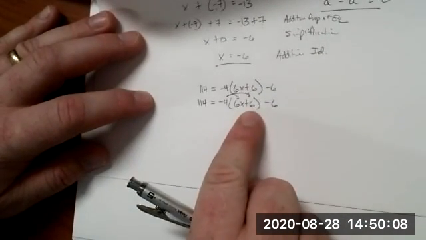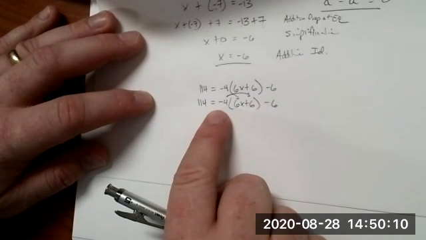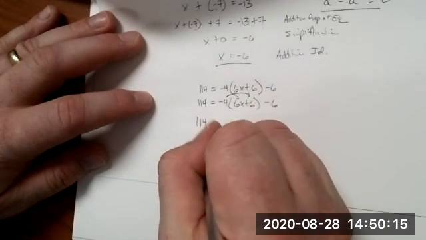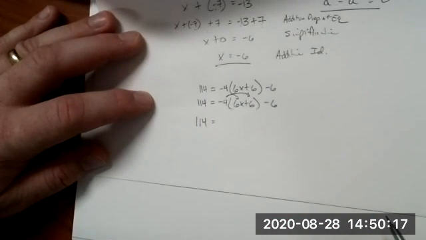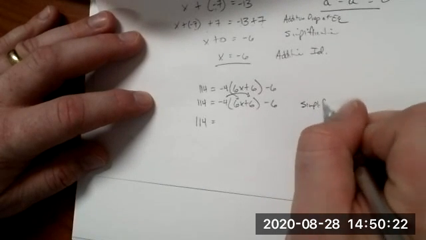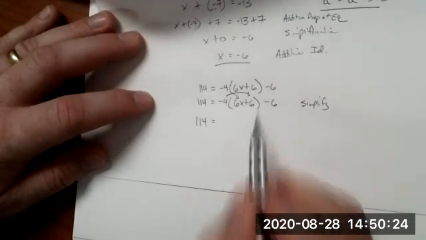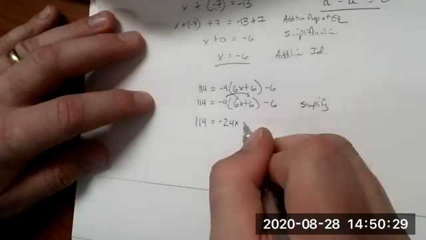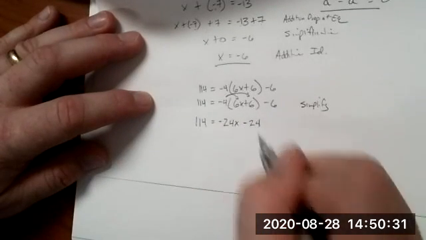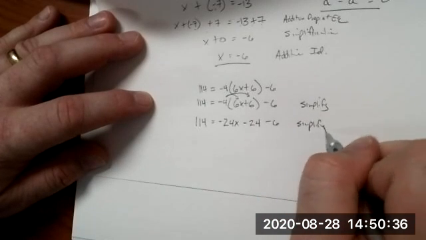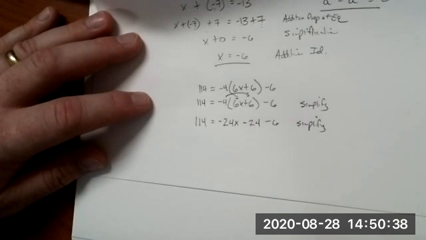Now, both of these are positive, which means when I multiply this negative through, the result is going to become negative, okay? So the first thing I'm going to do here, guys, is simplify, okay? I'm going to distribute through. It becomes negative 24x minus 24 minus 6. The next thing I'm going to do is simplify.